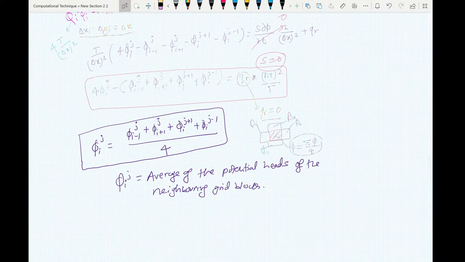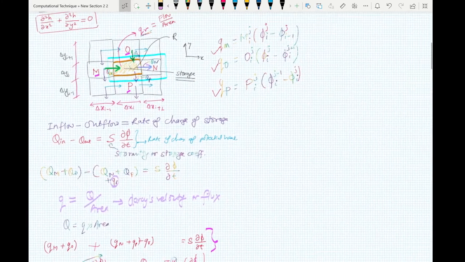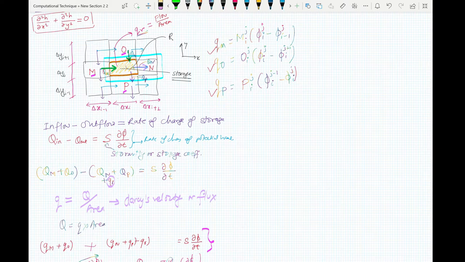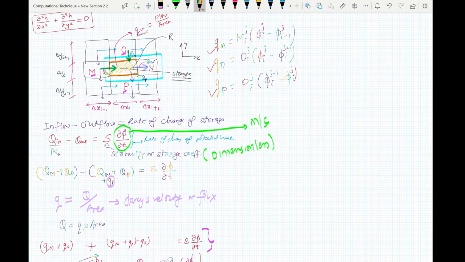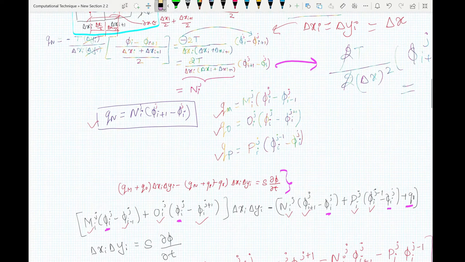I may have to do a correction here. As you can see, this equation here, the main equation that we started with, on the right hand side the units for this one is meter per second, and this is dimensionless. Therefore, we are using a wrong formulation here. This should be divided by area in and area out. Now this one here will be divided by area, divided by area, divided by area. And now your small q is given by your flow divided by area, which is known as Darcy's velocity or Darcy's flux. And when you go here, you won't have these terms here.